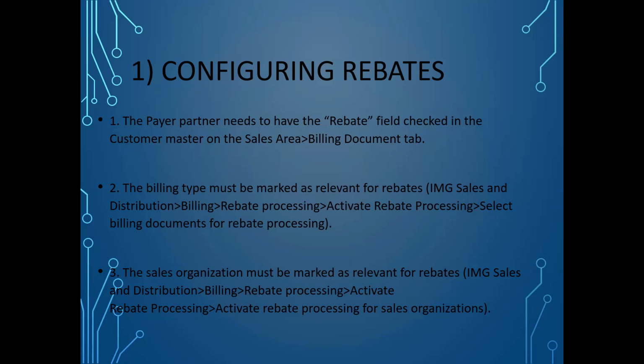And next one is that the billing type must be marked as relevant for rebates. And third one is that the sales organization must be marked as relevant. In certain cases, assume that you are a multinational company with different businesses, like crude oil. For certain areas you don't require rebates to boost the sales if the product is in demand. In certain cases the sales organization itself doesn't require it, as it is directly selling to government customers or other kinds of customers. So it depends on the product.